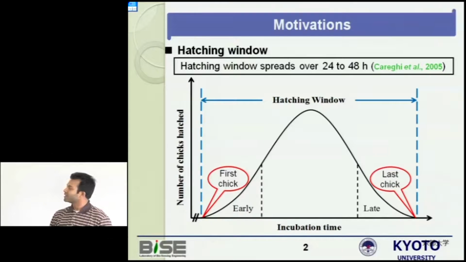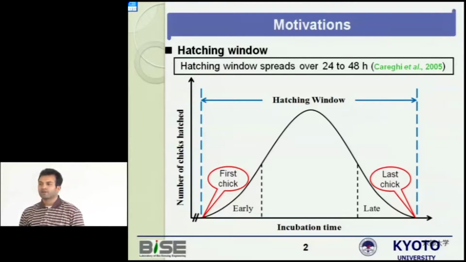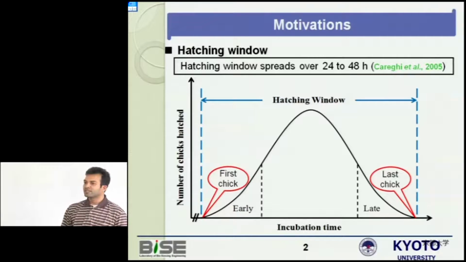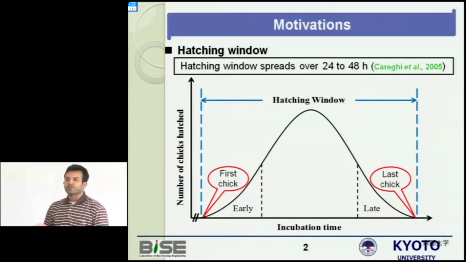A one-day-old chick is very important for poultry farmers, and the overall success in poultry production depends on the quality of the chicks they use. But the uniformity in the quality of a batch of chicks depends on the spread of the hatch window. In actual cases, the hatch window spreads from 24 to 48 hours, which causes early and late hatch of chicks.